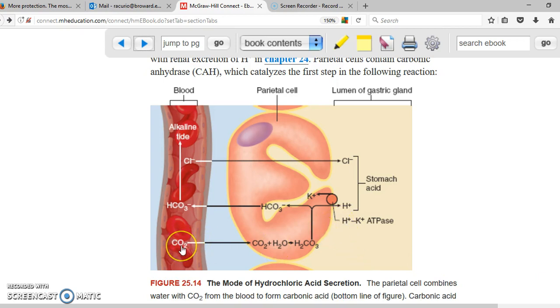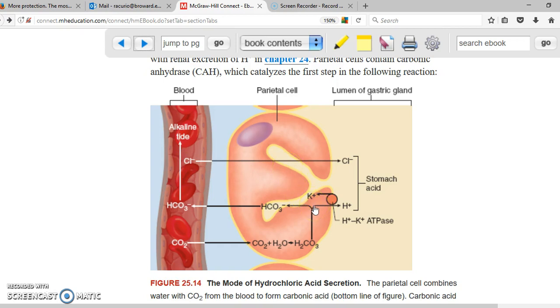You have carbon dioxide in your blood. Carbon dioxide goes into the parietal cells. They mix with water, and you form carbonic acid. Similar formula to the one we've seen many times during the respiratory system. After you have carbonic acid, the carbonic acid is going to split into bicarbonate and hydrogen. Bicarbonate goes back into your blood because it gets exchanged with chloride, with a chloride shift. Bicarbonate this way, chloride gets pumped the other way around.